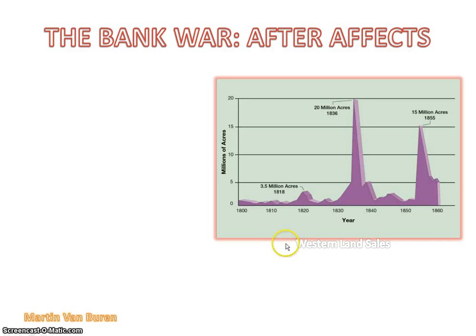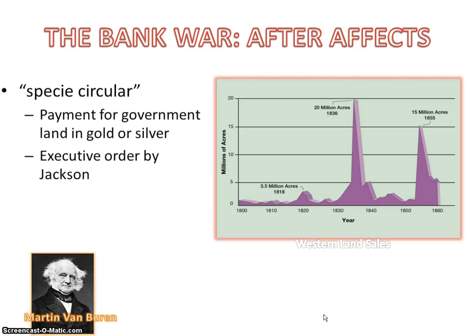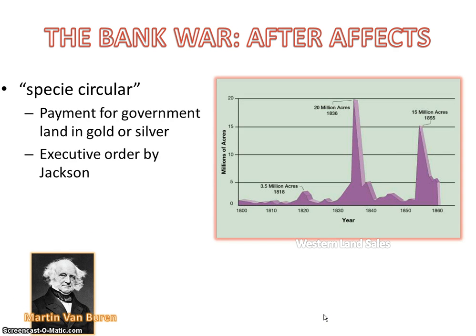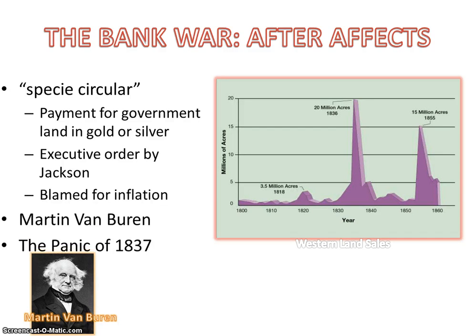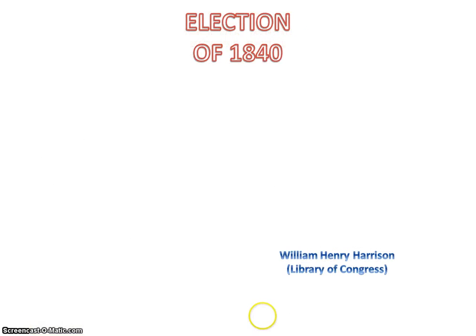So here you have Western land sales. You can see during Jackson's administration they spike up. And Martin Van Buren actually goes to enforce this Jackson executive order, which said that the payment for government land would be in gold or silver. So this causes inflation, and people become pretty angry about that, and it results in another panic in 1837.